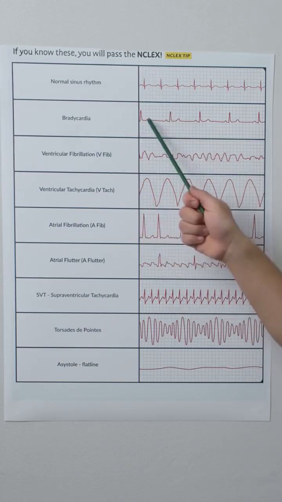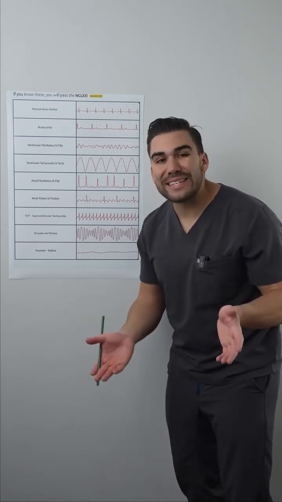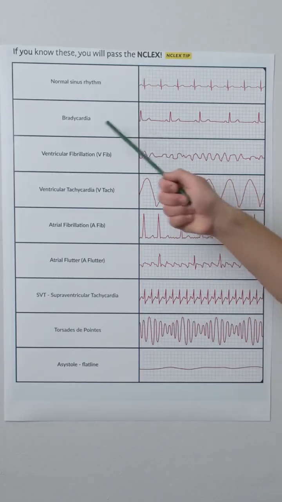Next is bradycardia, a very slow heart rhythm. I like to think of the Brady Bunch, that old-time TV show that was in the 1960s. To remember, less than 60 is bradycardia.